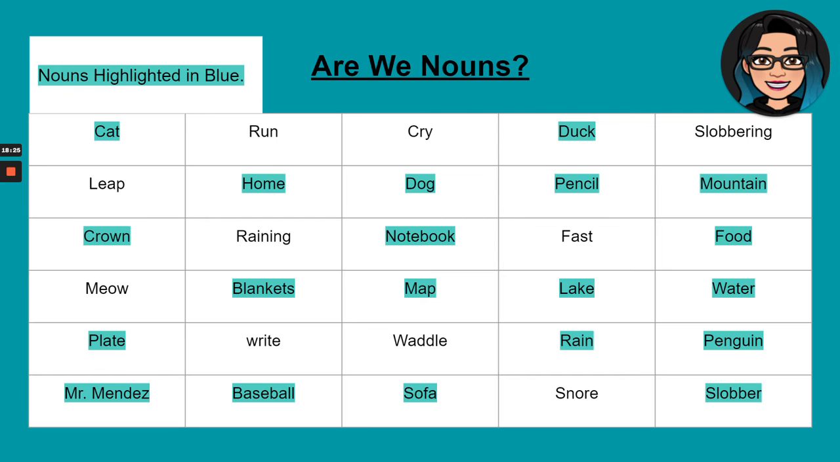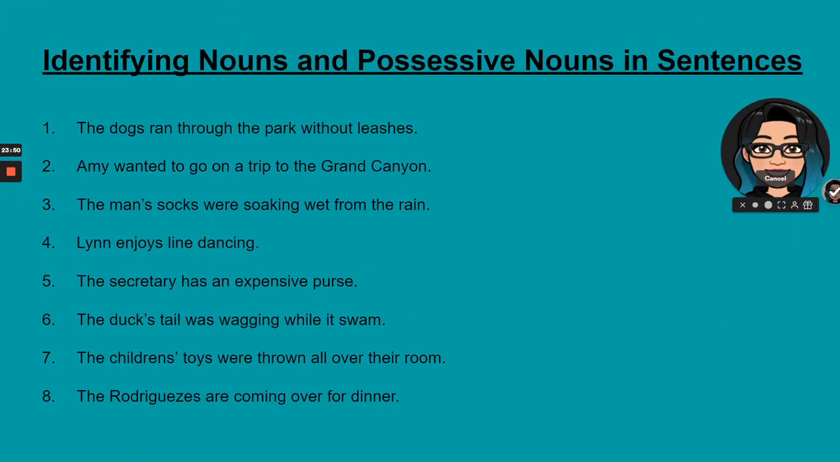So those are something that you do. So those are not nouns. And then the last 5 words, mountain, food, water, penguin, and slobber, are all persons, places, or things. So those are nouns. So now we're going to move on to the next thing.